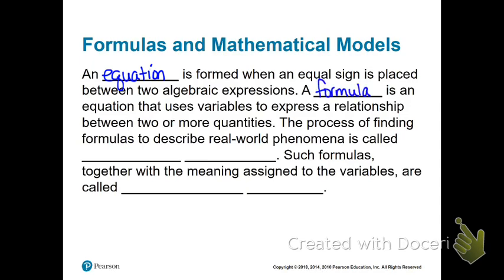So a formula is an equation that uses variables to express the relationship between two or more quantities. The process of finding formulas to describe real-world phenomena is called mathematical modeling. Such formulas, together with the meaning assigned to the variables, are called mathematical models.